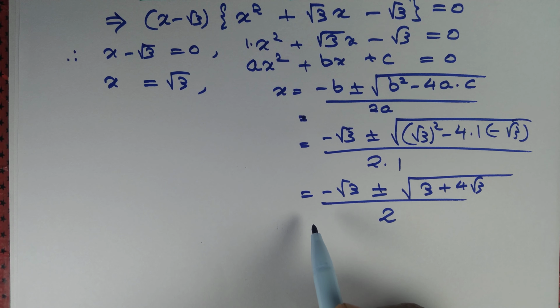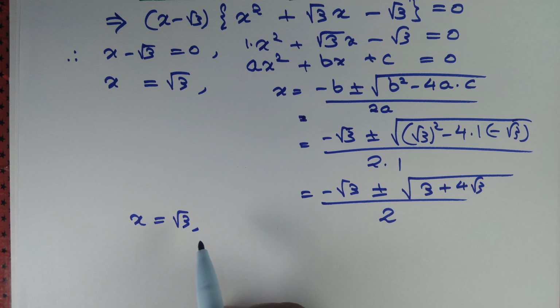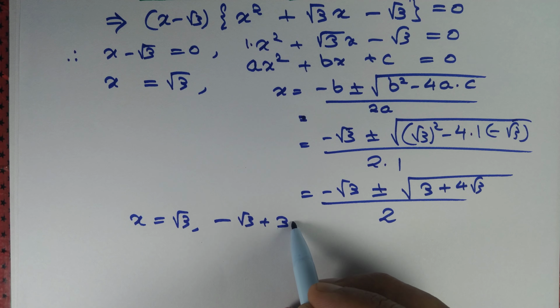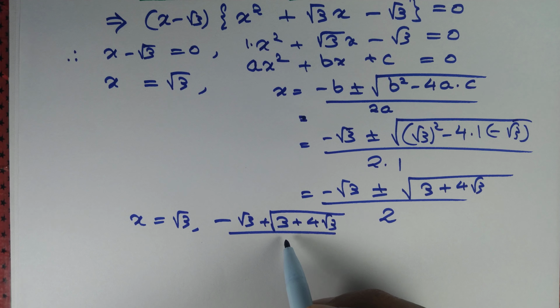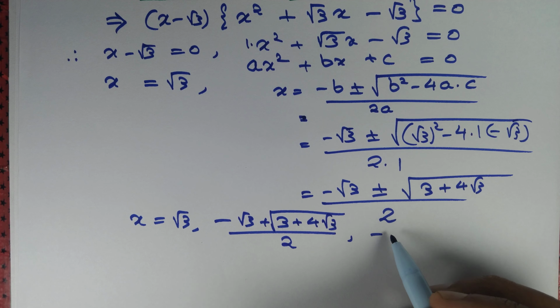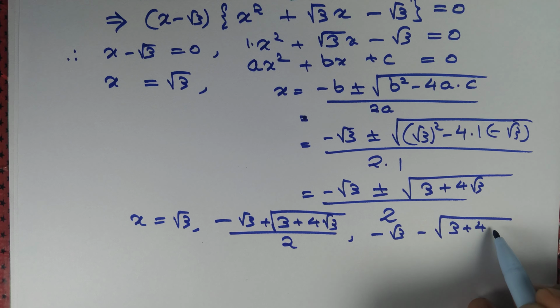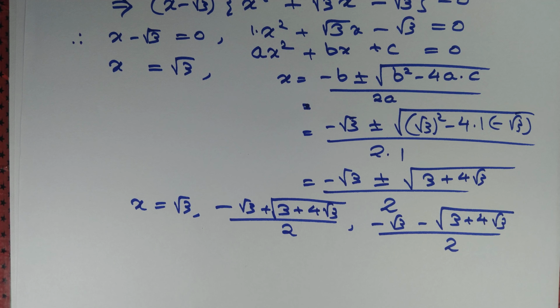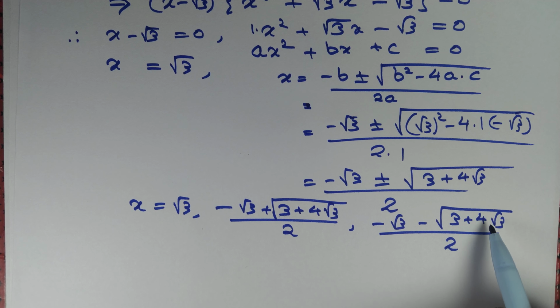Therefore, the solutions to the given equation are x equal to root 3, comma, x equal to minus root 3 plus square root of 3 plus 4 root 3, divided by 2, comma, minus root 3 minus square root of 3 plus 4 root 3, divided by 2. Can you simplify this quantity, square root of 3 plus 4 root 3?